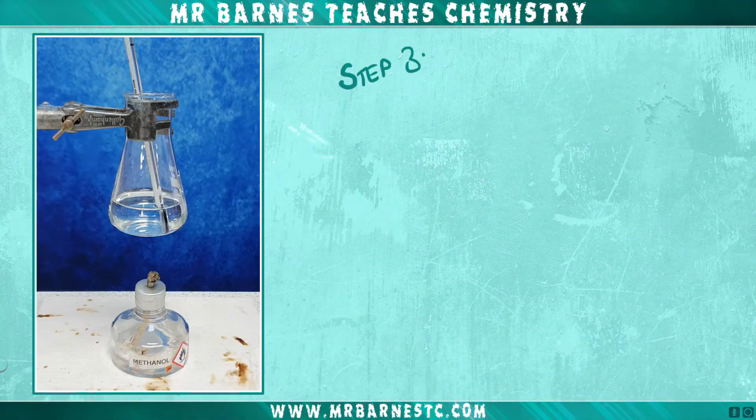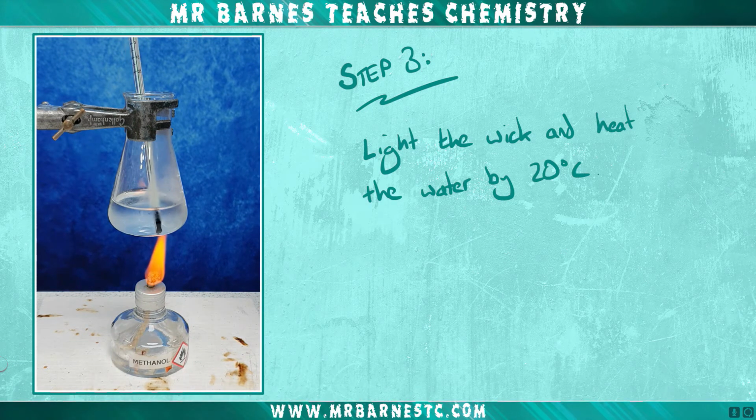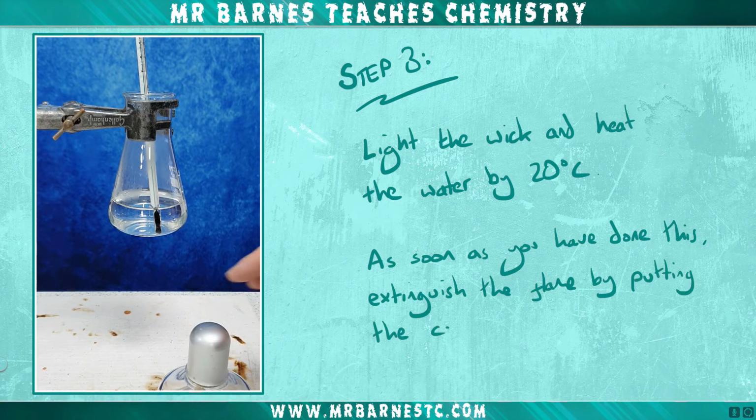On to step 3, light your wick and then heat the water, increasing the temperature by 20 degrees C. So if you recorded 19 degrees C, heat it up to 39 degrees C and so on. As soon as you've increased the temperature by 20 degrees, extinguish your flame by putting the cap back on the spirit burner, stopping any more fuel from being lost.